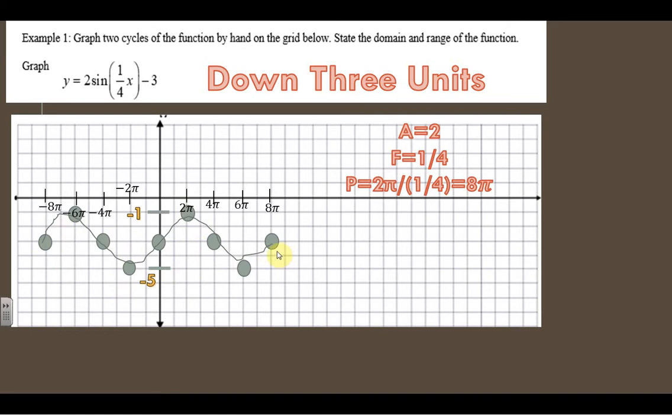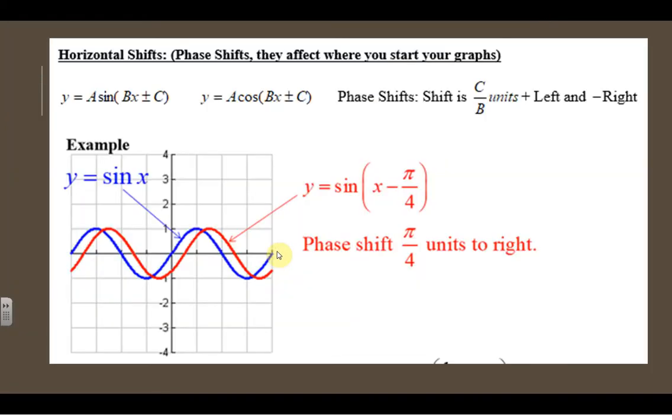Now, left and right is the difficult one. This is going to take a little bit more to think about. So again, here are our functions. We have this new value of c, so it's going to be added or subtracted inside the parentheses. The first thing you need to realize is in order to find the distance of your phase shift, you need to do c divided by b.